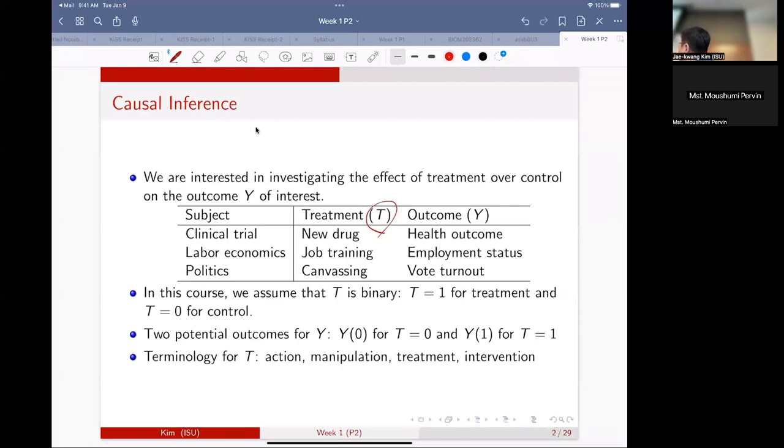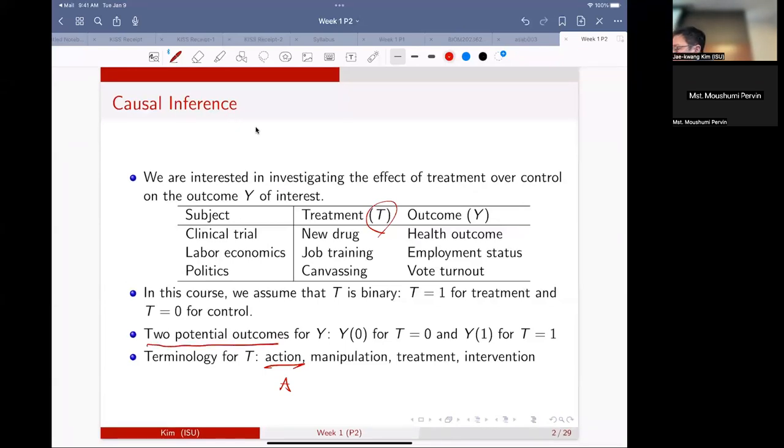T will be used to denote the treatment indicator. So T equal 1 is treatment, T equal 0 is control. In some textbooks, they use A to denote the treatment, to denote action, but they are essentially the same thing. And I already use A to denote the sample set. So that's why I decided to use T. Okay, so then there are two potential outcomes.